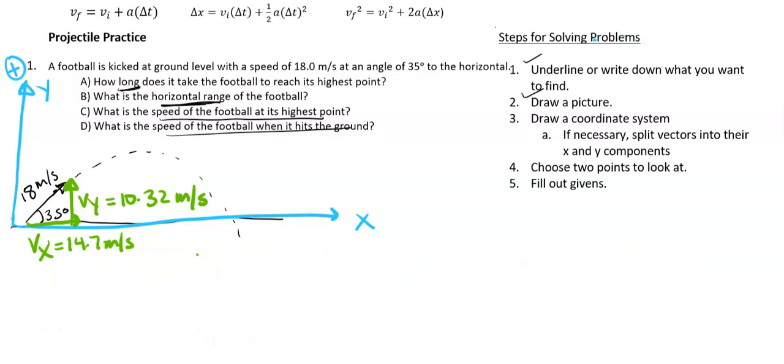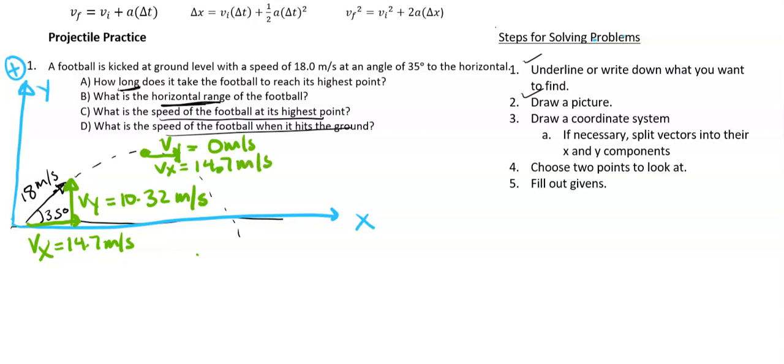Cool. So let's go ahead and just figure out what the speeds are of the football at certain points. So let's look at this highest point right here. Okay, so we know whenever something reaches its highest point, the velocity in the y direction is going to be 0 meters per second. That's the turning point. The x velocity right here, there's no forces acting in the x direction, so that is always going to stay the same, and that is going to be 14.7 meters per second.